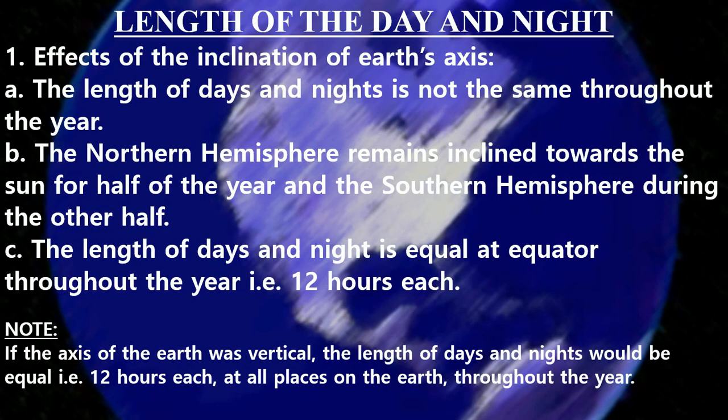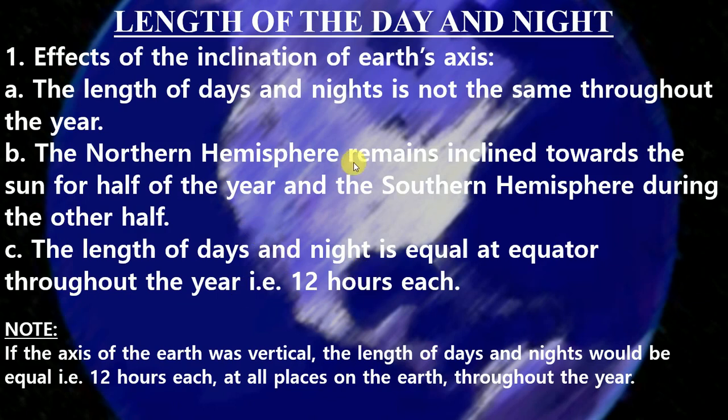There must be some reason why the length of days and nights is not the same throughout the year, isn't it? This variation is basically due to the inclination of Earth's axis.